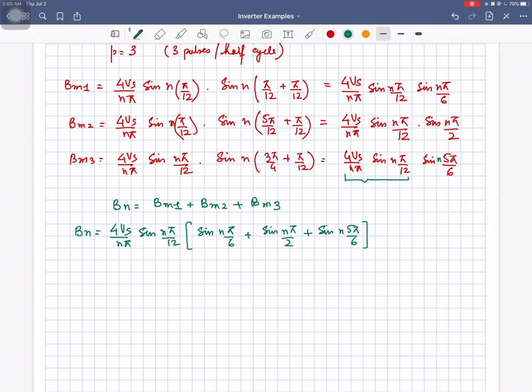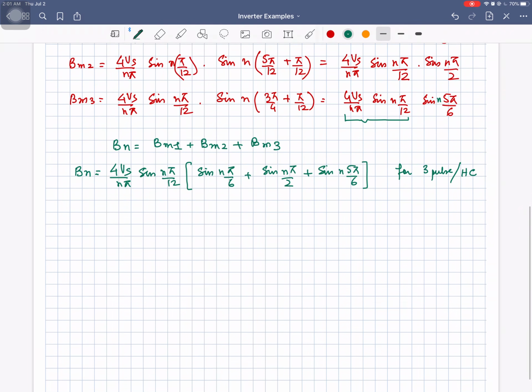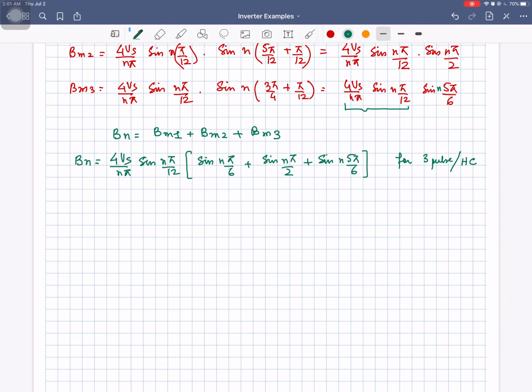So this is the Fourier series expression for 3 pulses per half cycle, right? So now by using the value of n, you can find out the content of the different harmonics which are present. So if we take n is equal to 1, we can find out the fundamental component of the output voltage.